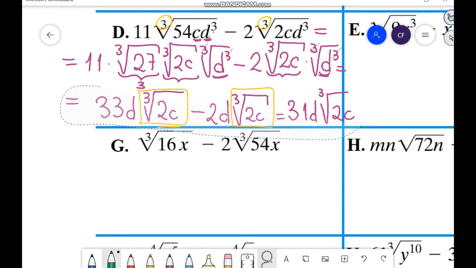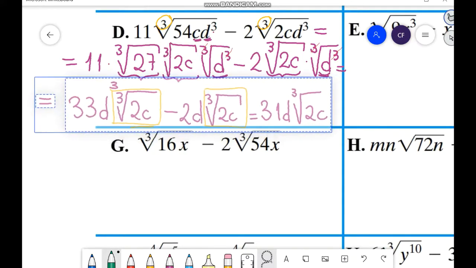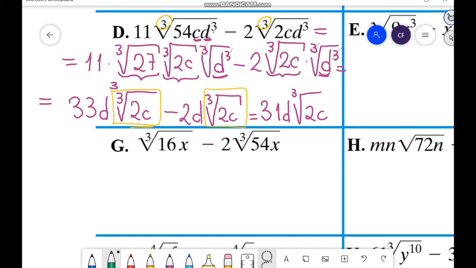Let me just move this to the left. It happens. Let's move just a little bit so we have more space. Yeah, the answer for letter D, 31D cube root of 2C. Okay. Now give me 1 minute, I will check attendance, and after that we can work more questions. We can work even all the questions if you need.